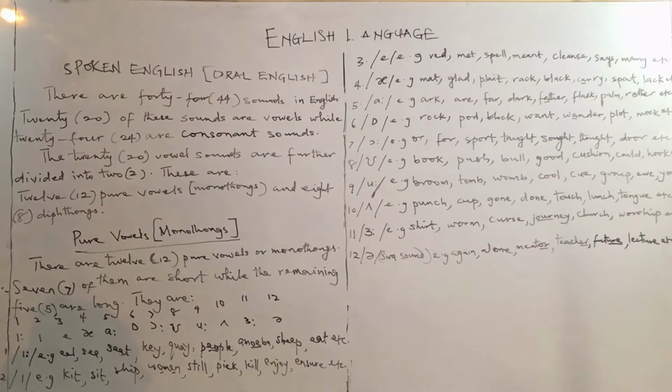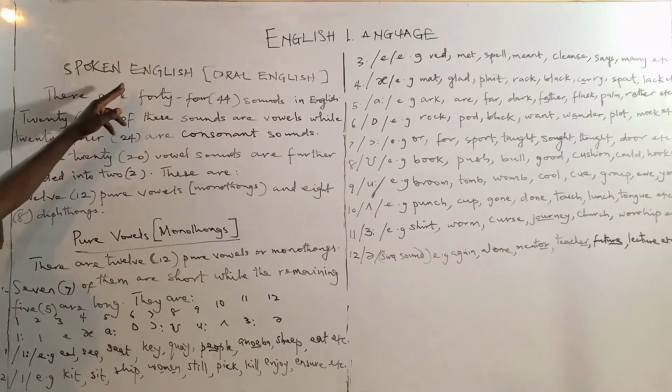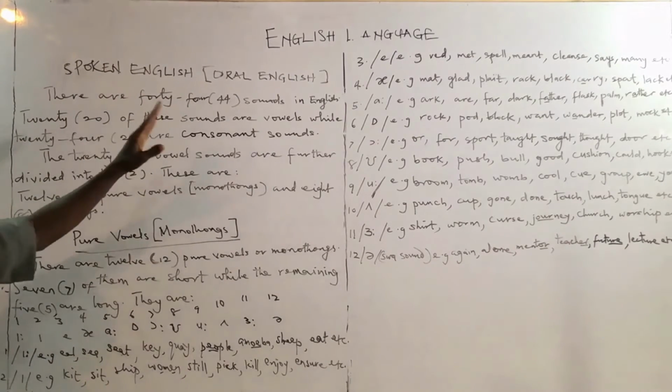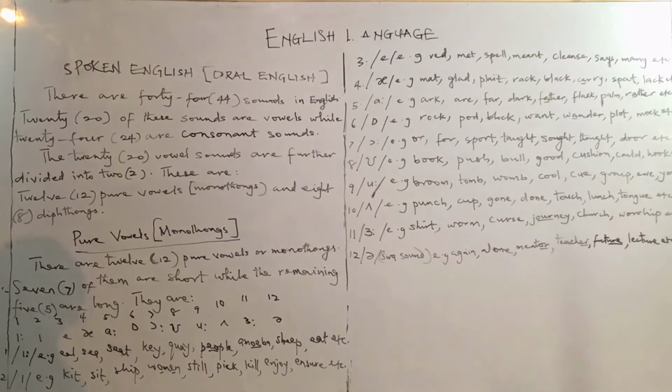To the spoken English, you can still come across it as speech work or oral English. Those are the three terms they use for this aspect of English: spoken English, speech work, or oral English. And it is usually the third paper, that is English language paper 3. It has 7 different areas of test.